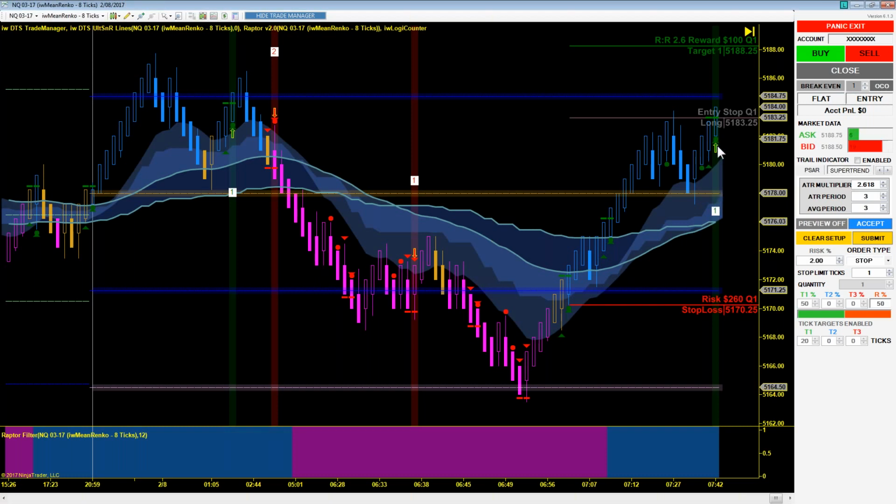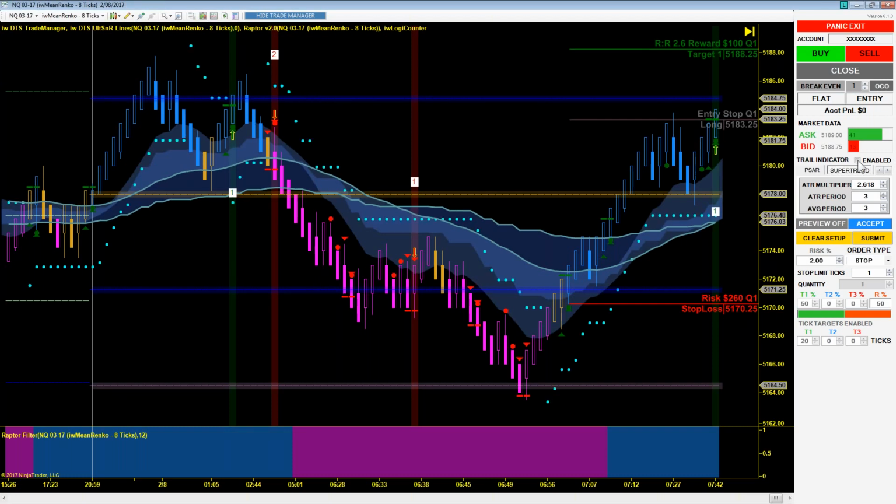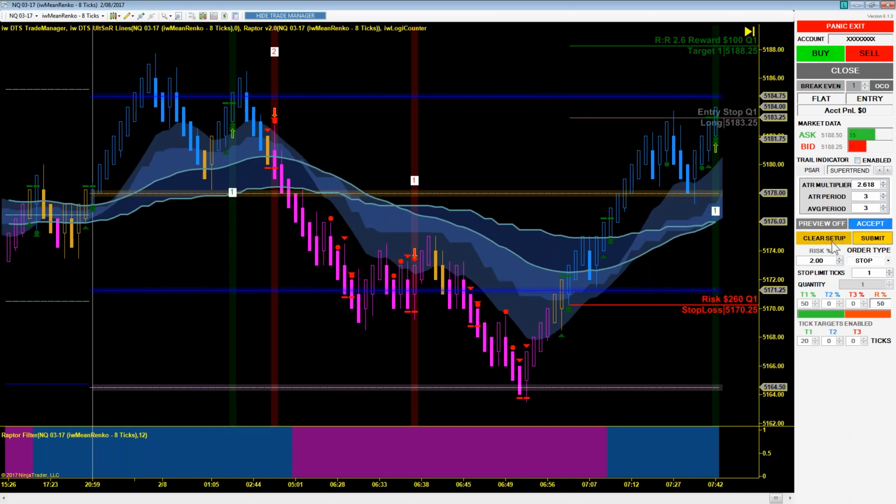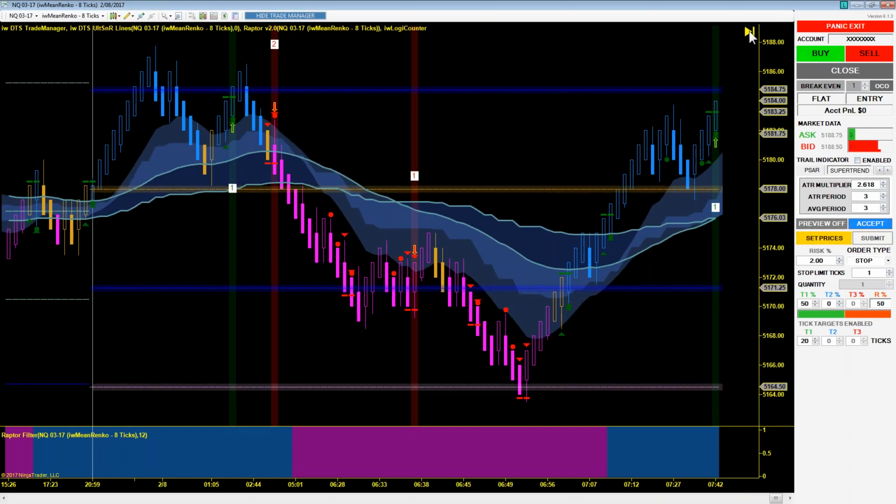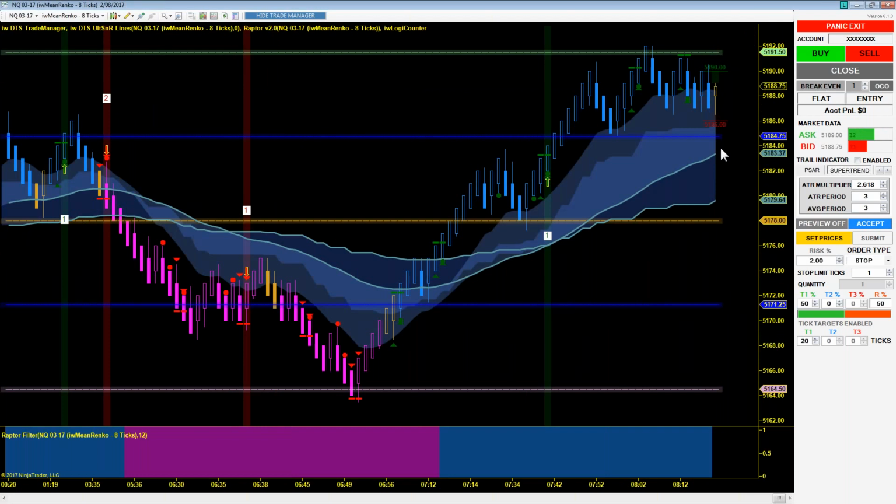You've got the high probability signal, you've got a way to protect yourself, and you have a way to manage your trade. So that's all the pieces to the trading puzzle right there. So if you've been struggling as a trader, trying to figure out where I should get in, where I should place my stops, how I should manage my trade, well, the Raptor trading system answers all those questions for you.